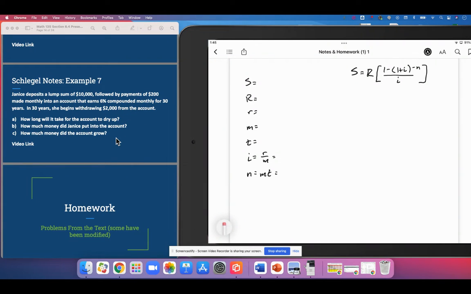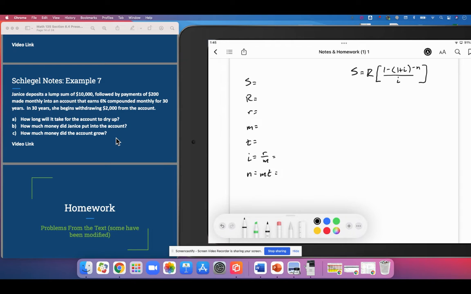And for our last example, we have example 7, which is Janice deposits a lump sum of $10,000 followed by payments of $200 made into an account that earns 6% compounded monthly for 30 years. In 30 years, she begins withdrawing $2,000 from the account.